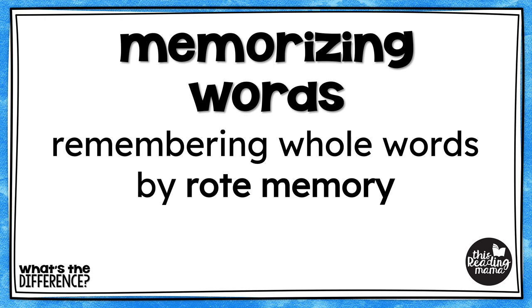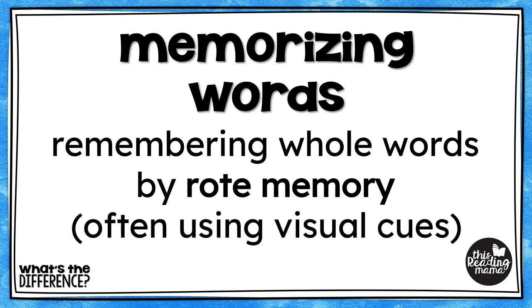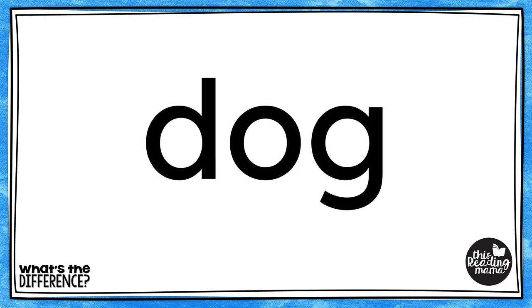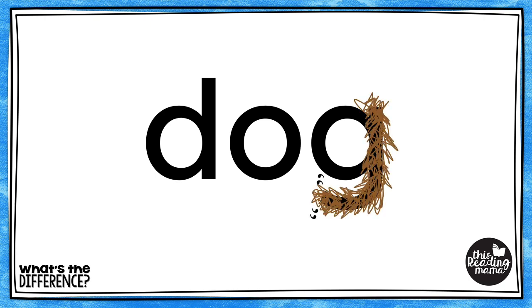Memorizing words focuses on remembering whole words by rote memory. Oftentimes, the focus is using the visual cues that are provided by the word. If you're familiar with the Dick and Jane books that began in the 1930s, these books promote memorizing words. For example, with a word like dog, some learners may remember the word because of the visual cue of the tail of the G. It looks like the tail of a dog.